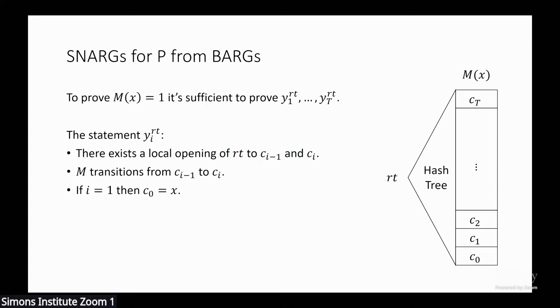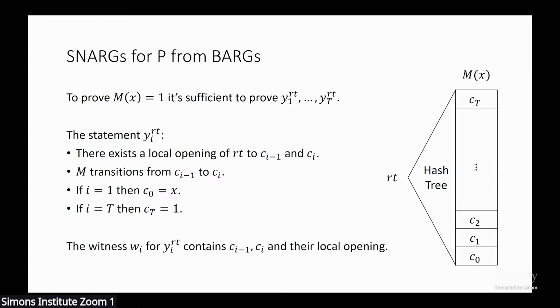Of course, we again need to check that in the first statement, the initial configuration really contains the input. And when we're checking the last statement, we're going to explicitly check that the last configuration is accepting. Okay, so these are going to be our statements. Are you still in P if you then have to have a witness for the preimage of the hash? Yeah, that's part of the witness. So the witness contains the two configurations and the local openings with respect to this hash. He's using a BARG for NP, so he's okay.